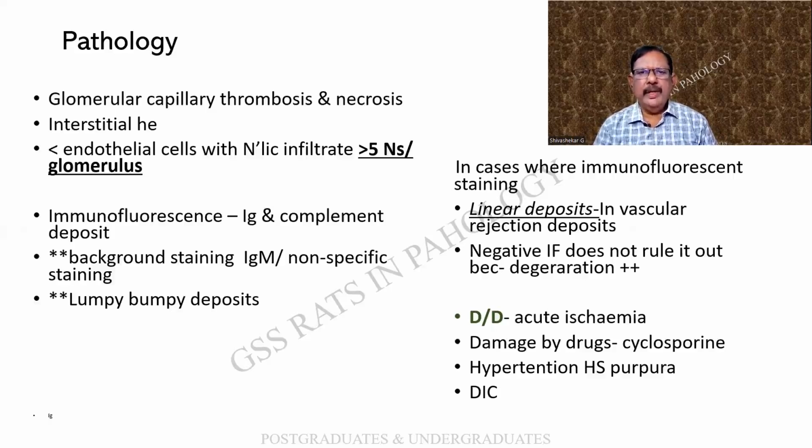However, if there's going to be a circulating immune complex, you will be getting what is called a lumpy bumpy deposit, which is subendothelial. This is classical of the post-streptococcal glomerulonephritis. However, in a case of rejection, there will be linear deposits because there are the antigens throughout and the antibodies formed are again getting deposited on it. A negative immunofluorescence, however, does not rule it out because there can be a degeneration.